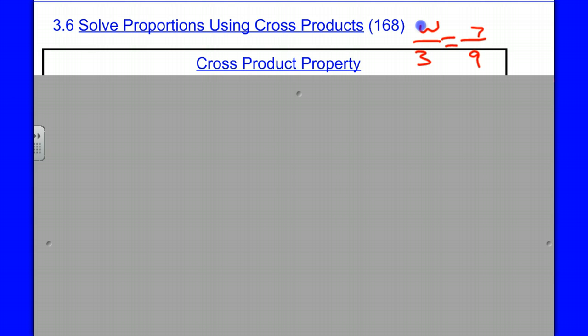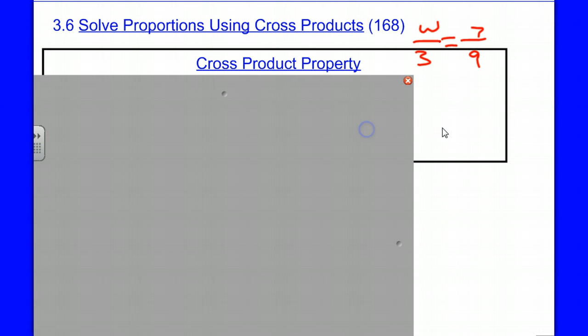Okay. So this is something that we could just blow up. In other words, 3 times what is 9? 3. 3 times 3 is 9. So something times 3 is 7, which is a little tricky, huh? Since that's a little tricky, this probably is a good place to use our cross products. So Dylan, what do we do to use that?